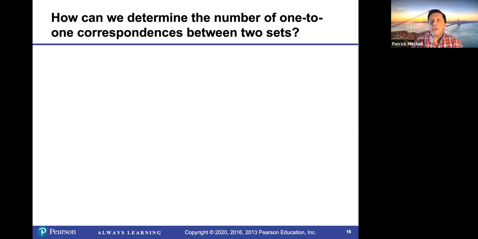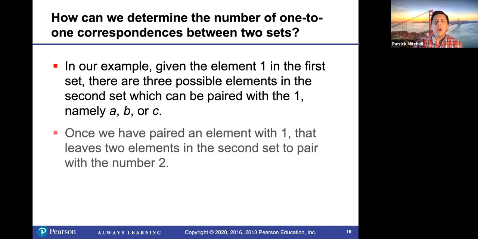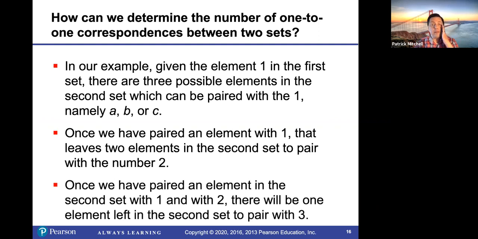So how can we determine the number of one-to-one correspondences between two sets? In our example, given the element 1 in the first set, there are 3 possible elements in the second set which can be paired with 1, namely A, B, or C. Once we have paired an element with 1, that leaves 2 elements in the second set to pair with the number 2. And then once we paired an element in the second set with 1 and with 2, there's only 1 element left in the second set to pair with 3.